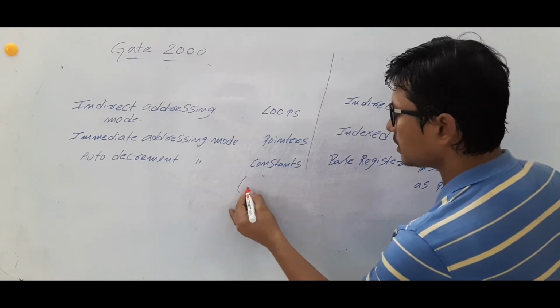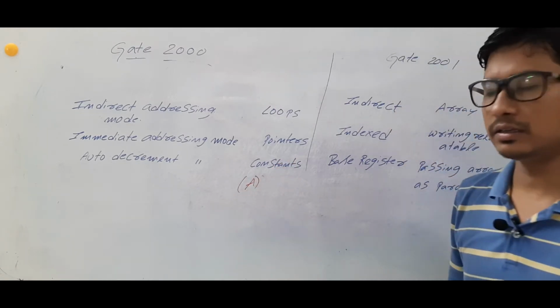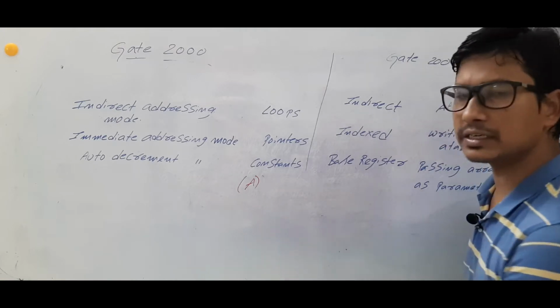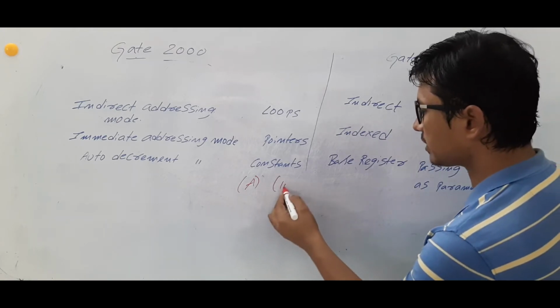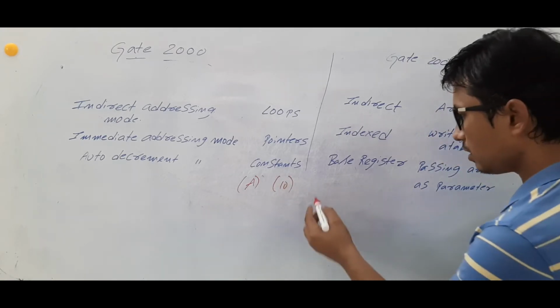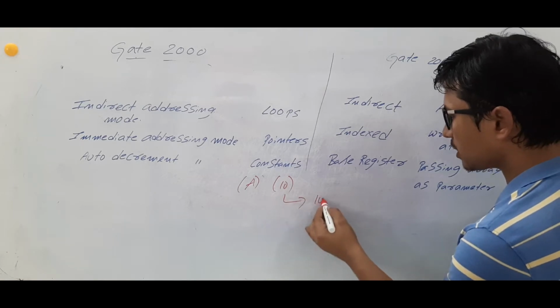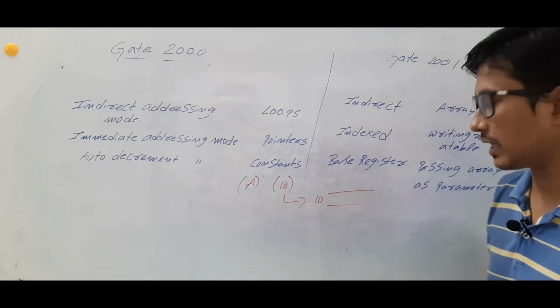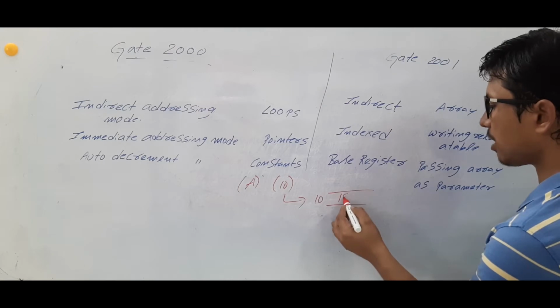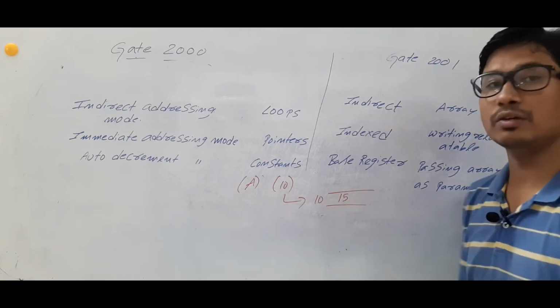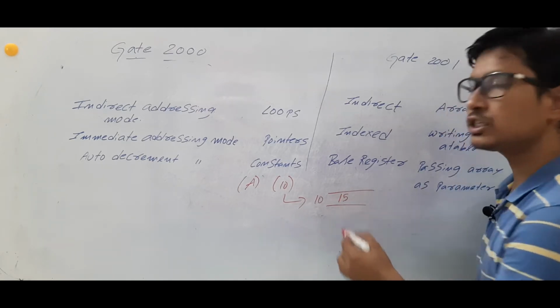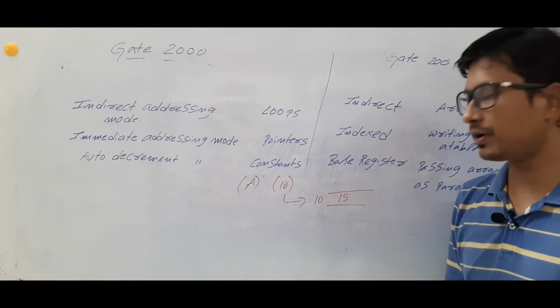So let's take that you have mentioned this one. Now what is the meaning? Suppose you have an address here like 10. Then you will go to the memory location which is having the address 10. Let's take that here it is having 15. Now this 15 is not the value. This is the actual address where the operand value is there.